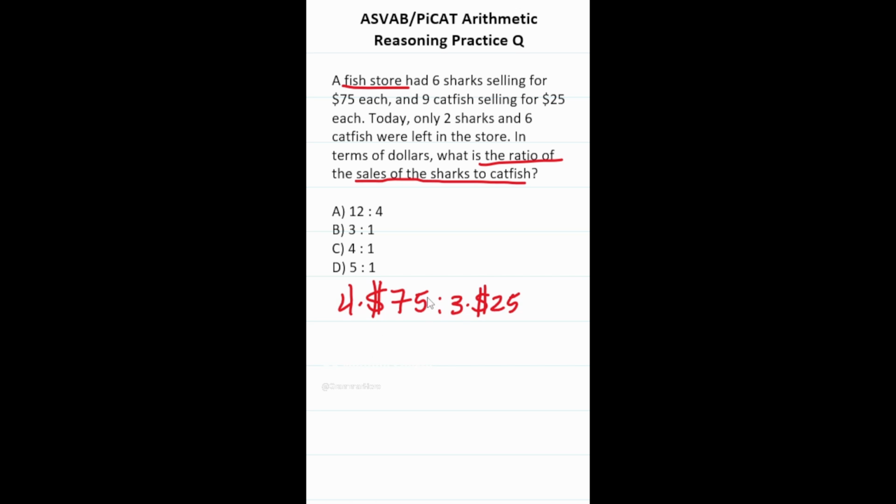You could reduce it here if you wanted to, but I'm going to multiply this one out. 4 times 75 is 300, of course. 3 times 25 is going to be 75. We can reduce this by a common factor of 25. 300 divided by 25 is 12. 75 divided by 25 is 3. We're not finished because we can reduce this by a common factor of 3. 12 divided by 3 is 4. 3 divided by 3 is 1. So the ratio of the sales in terms of dollars is going to be C, 4 to 1.